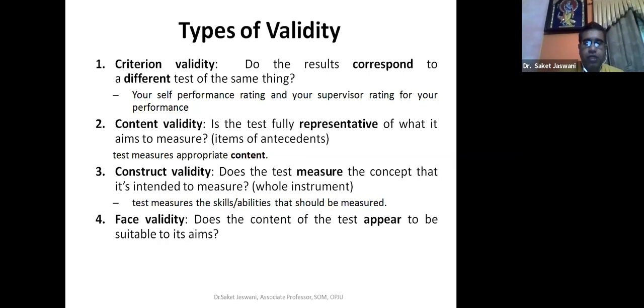The questionnaire should not be too lengthy and too complex to answer. Too difficult questions must not be asked. So this can be tested in the face validity. So these are the 4 types of validity which can be tested.